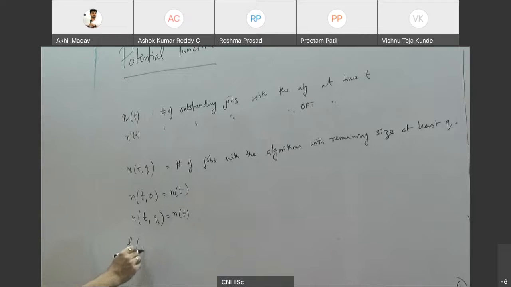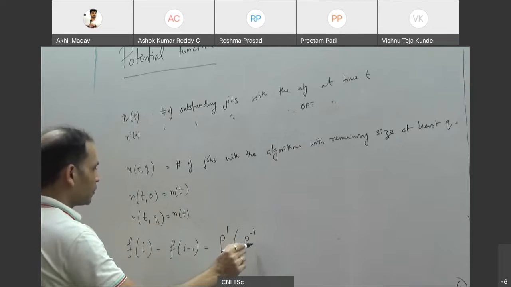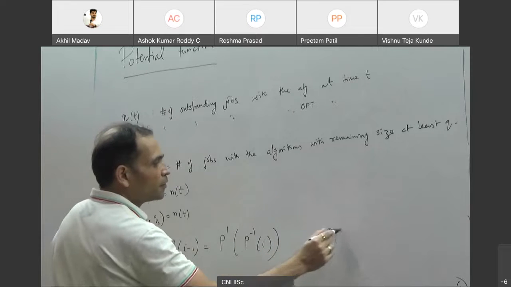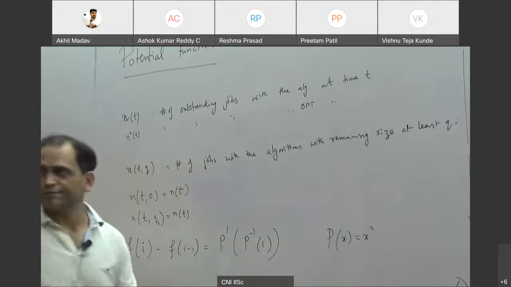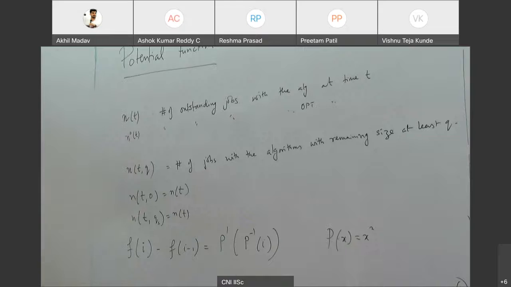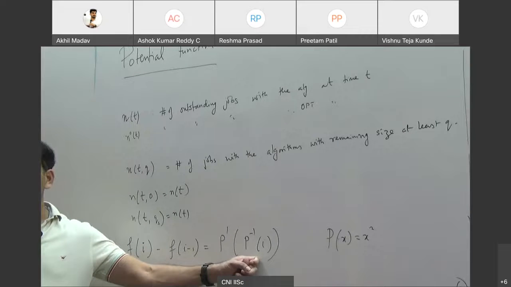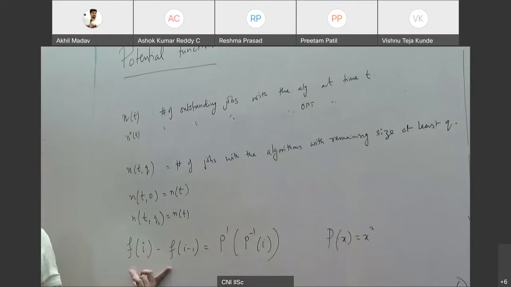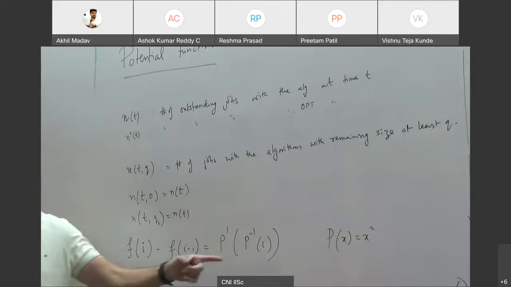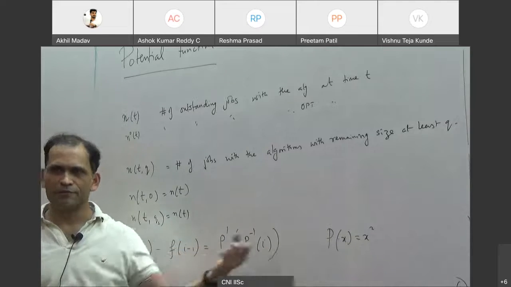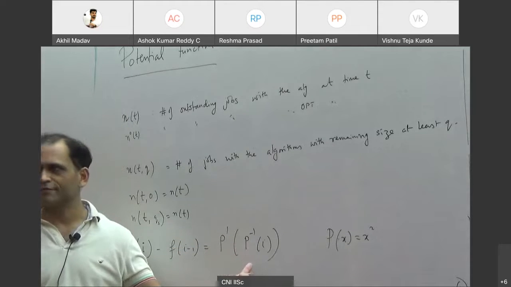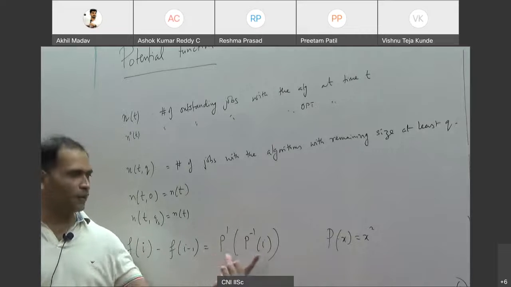Now let's define f of i minus f of i minus 1 to be P prime of P inverse of i, where P, remember, is P of x equal to x to the power 4. So this is defined as a difference. F of i minus f of i minus 1 is P prime of P inverse of i. I'm just defining a function. P prime is just the first derivative of P, and inverse is inverse. So first take the inverse, then take the derivative. That's why.